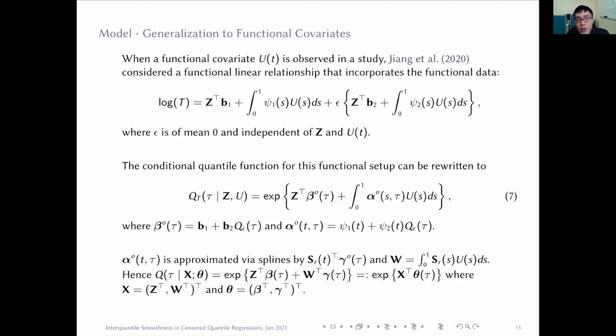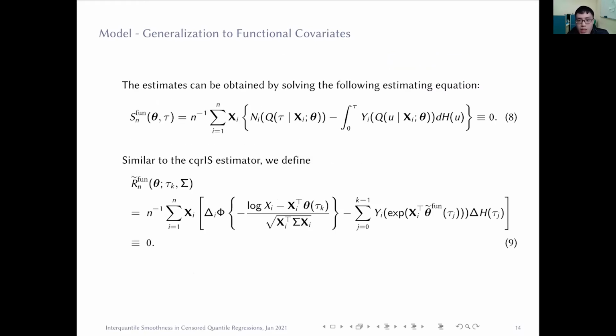We also generalize our proposal to handle functional covariates. In Jiang and others' paper, they consider the functional linear relationship that incorporates the functional data U(t), which can be translated to the quantile function 7. Here, the coefficient alpha is approximated by splines with order R, and the functional covariates can then be transformed to some non-functional ones using the basis function of the splines. Then the question reduces to the linear quantile regression we care about. So similarly, we applied the perturbation and the expectation, and then we can get the estimating equation 9 for handling functional data.